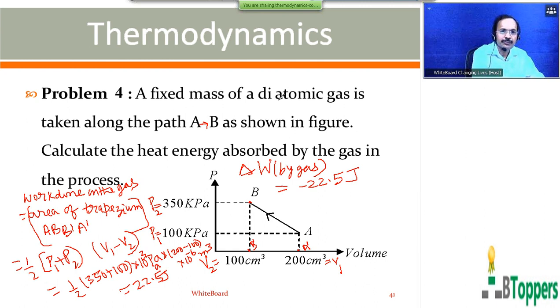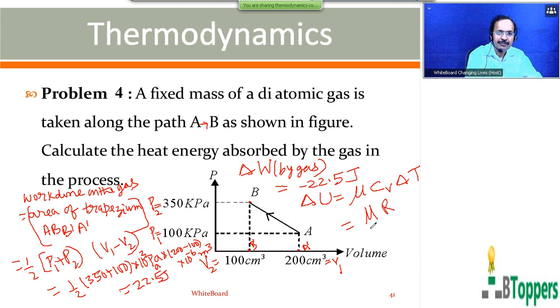Now heat energy. Let us find delta U also, because delta Q is equal to delta U plus delta W. Change in internal energy of a fixed mass of an ideal gas in any process is given by nu Cv delta T. You can express the molar specific heat of the gas at constant volume in terms of the molar gas constant. Cv can be written as R by gamma minus 1. Later, I will show you how this is obtained.